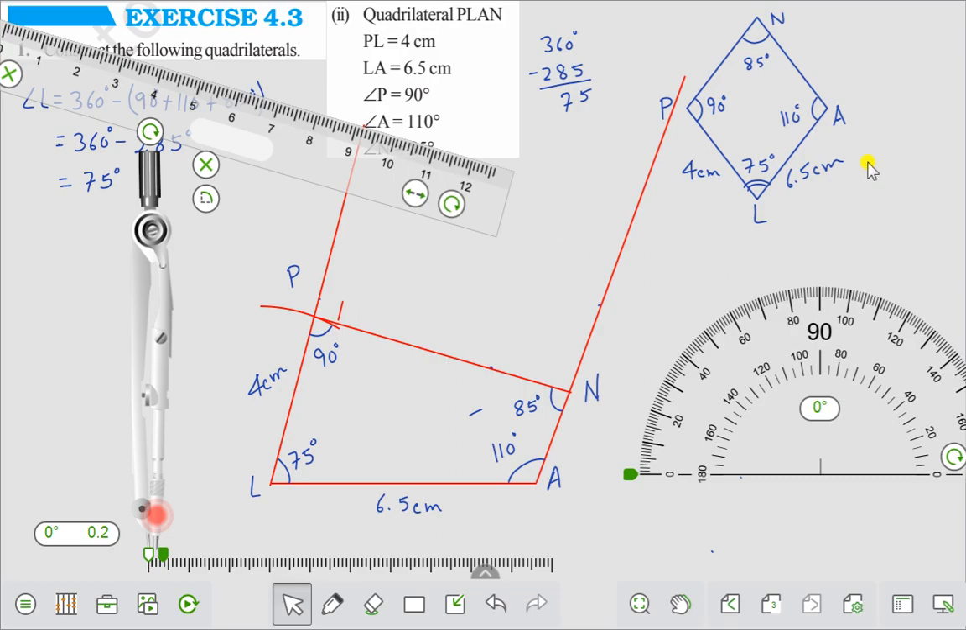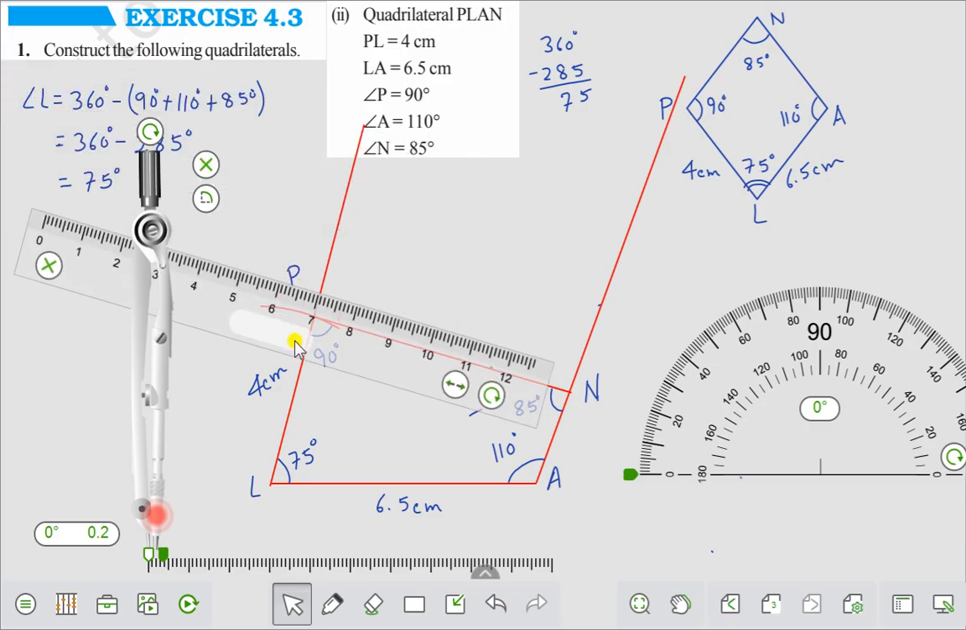That means first of all, we have to find the value of angle L. How? Because we know that the sum of the angles of the quadrilateral is 360 degree. Therefore, we will subtract: 360 minus 90 plus 110 degree plus 85 degree, that is 285 degree. Therefore, this angle is 75 degree, right? In this way, you have to make the quadrilateral, right?